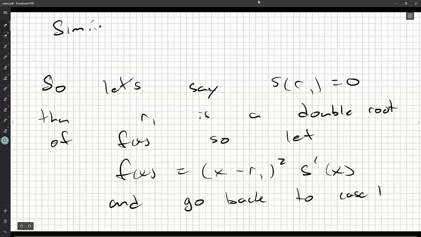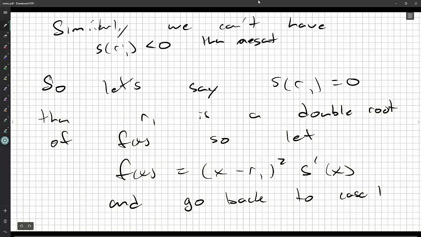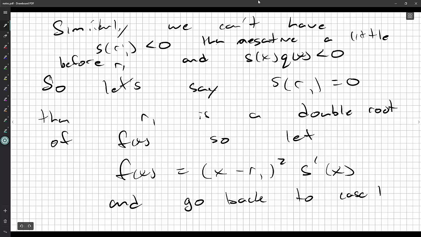Similarly, we can't have S at R1 be negative, because then it's negative a little before, and S of x Q of x would then be negative as well, because Q of x before R1 is positive, and then S of x we're saying is a little bit negative. Because I can't say, here's my R1, well, S of x is negative here, but then suddenly jumps up to 0 or positive just beforehand. That's not how a continuous function works. That's a jump. I can't draw that without removing my pen from the page. So that's a better argument.